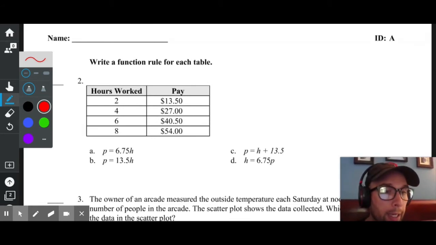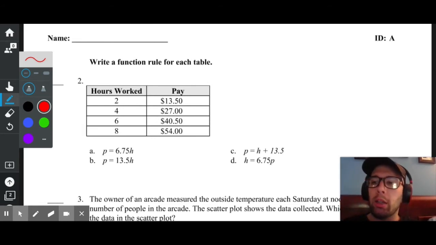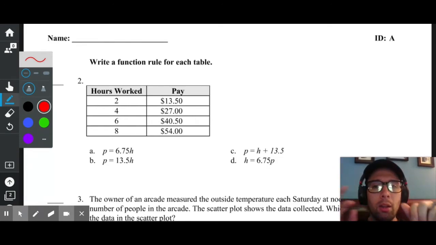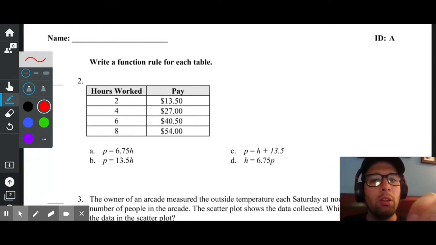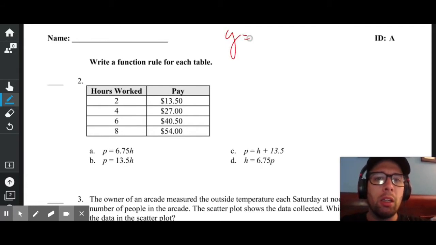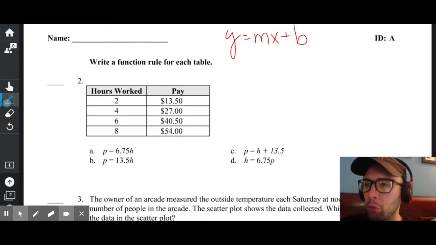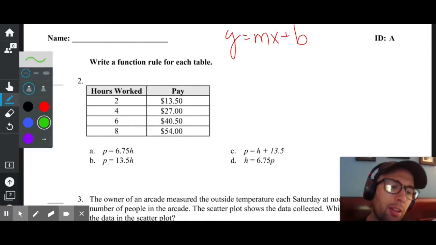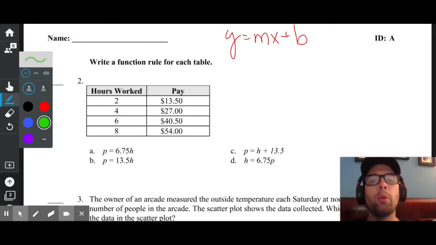Usually I do linreg, but I'm not going to use a calculator because I don't have one. So we're going to do this differently. We need to write an equation, and our equations are going to be in slope-intercept form. There's going to be a lot of moving parts for this problem, so I'm going to go slowly on this guy and stay with me.